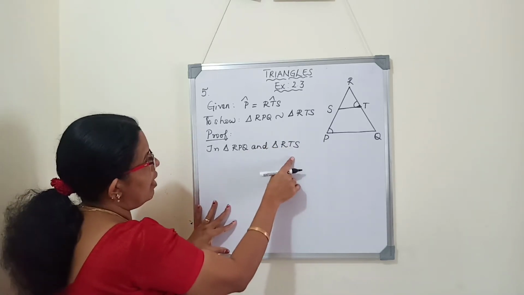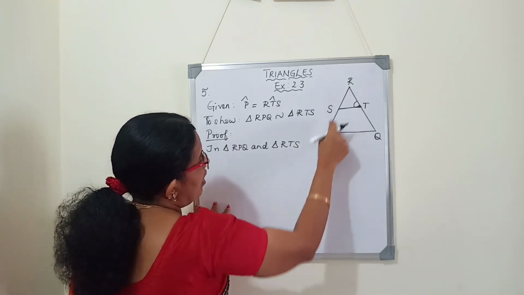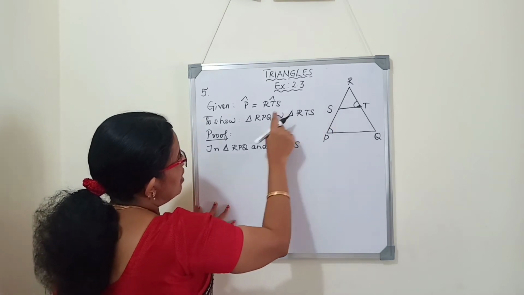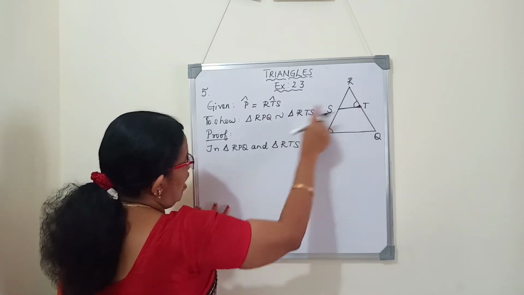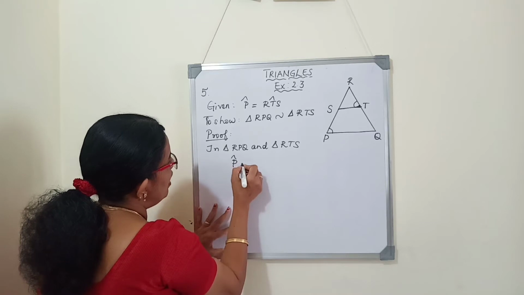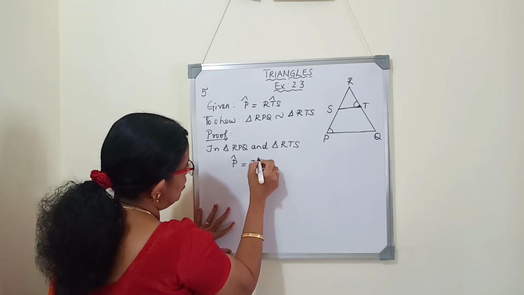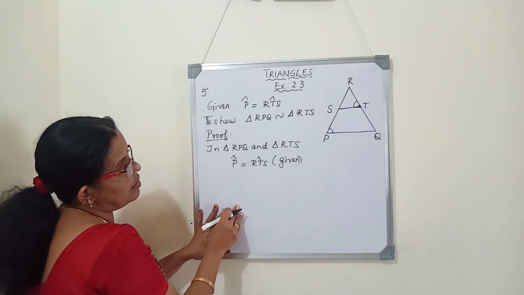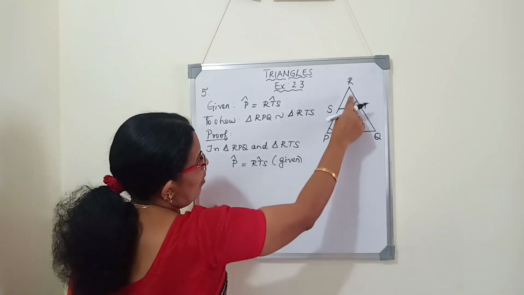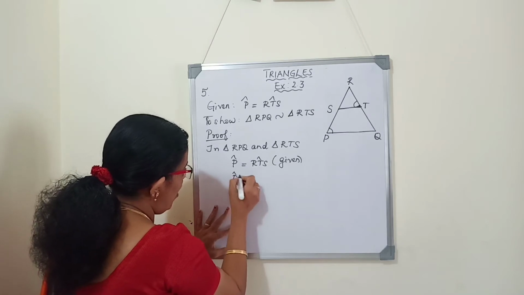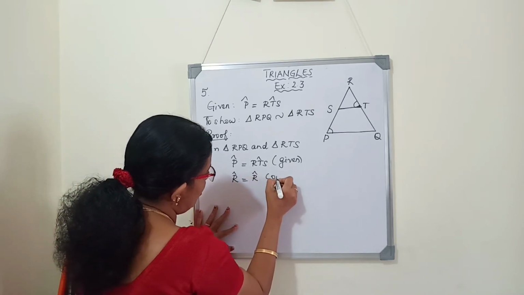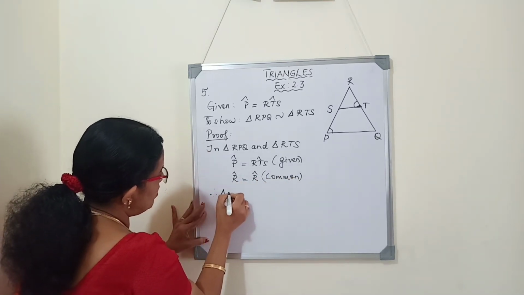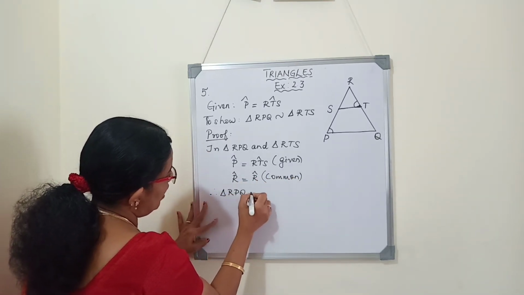So in both the triangles, it is already given that in triangle RPQ angle P and in triangle RTS angle RTS, that is T, are equal. So we will write angle P is equal to angle RTS. It is already given. Now, in both the triangles, which angle is common? In RTS and RPQ, angle R is a common angle. So, angle R is equal to angle R, common. So, two angles are equal. Then we can say that the triangles are similar by AA criteria.